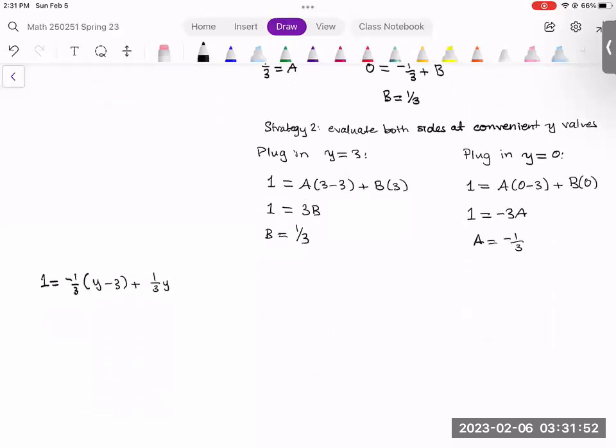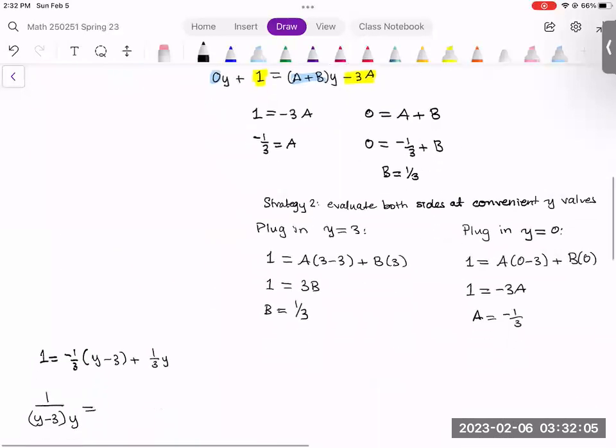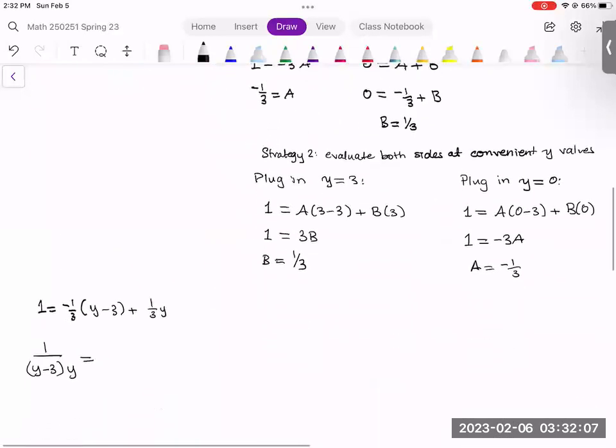And so what that told us was that 1 over y minus 3 times y was equal to, let's go back to our original decomposition. This was a over y plus b over y minus 3. So our a here was -1/3 over y plus 1/3 over y minus 3. And instead of writing a fraction as our numerator, you can always just write it out front.